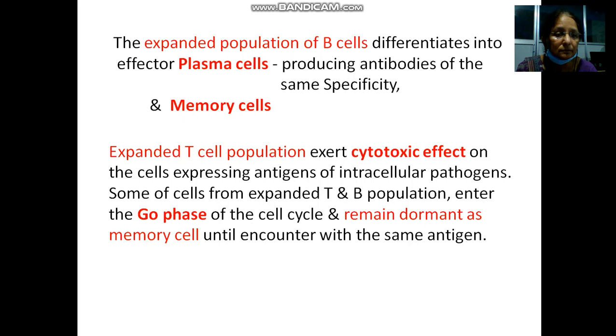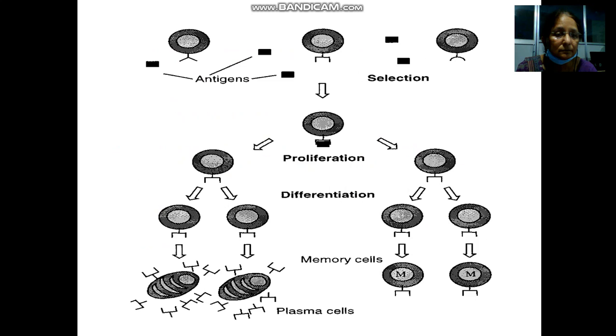And the expanded T cell population produces cytotoxic effects, and the T helper cells help. Some of the T and B population cells go to the G0 phase of the cell cycle and remain dormant as memory cells until the next attack with the same antigen.